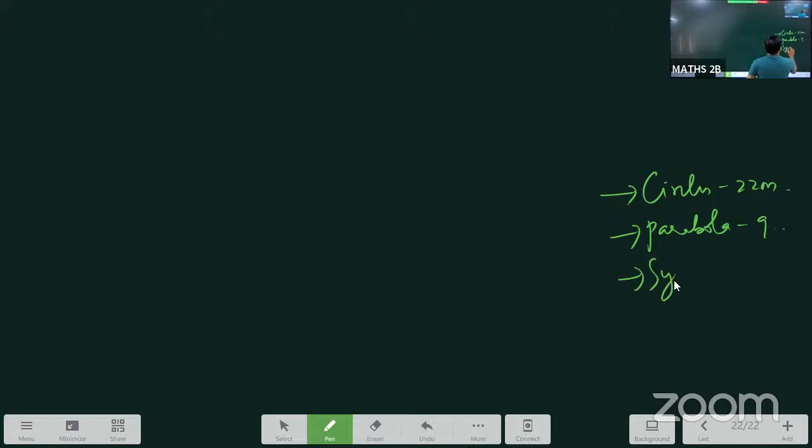As I said yesterday, those who failed or got very less marks and want to improve, only 3 chapters you are going to take care of. Circles, 22 marks. Parabola, 9 marks. System of circles, 6 marks. And integrations, that is indefinite integration, 18 marks. Is it clear?